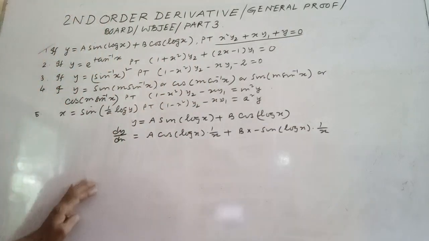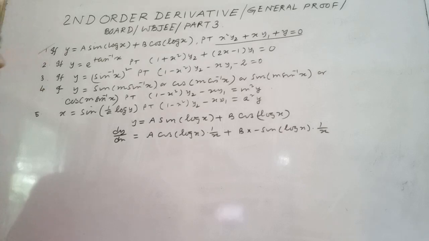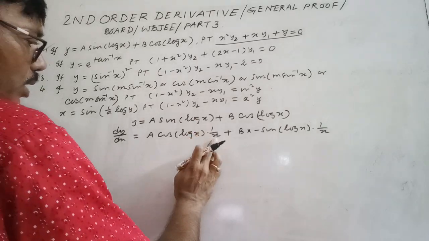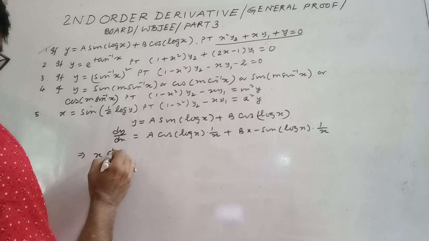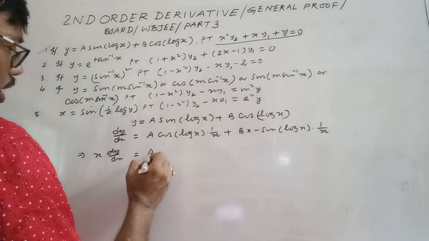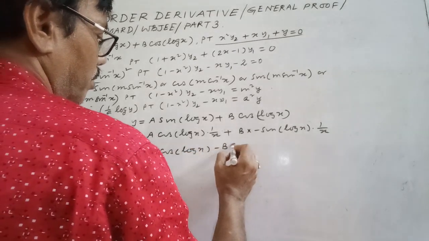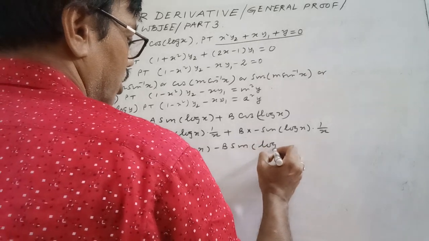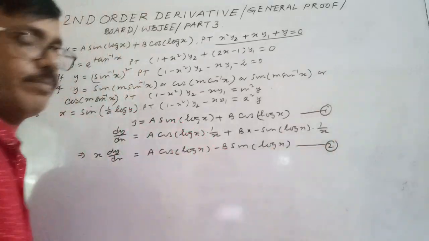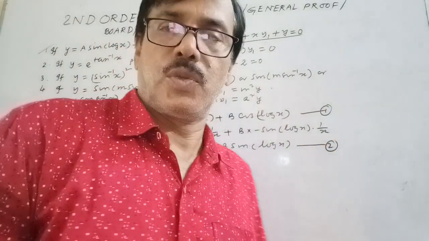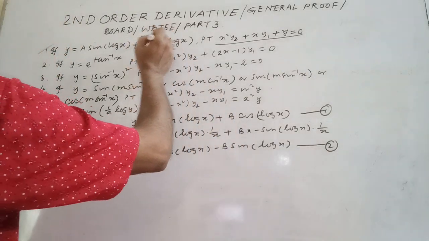We want to prove the direct result. So to avoid the quotient rule, you have to multiply by x on both sides. So x dy by dx equals a cos log x minus b sin log x. Call this relation 1. These are very common problems of WBJEE.